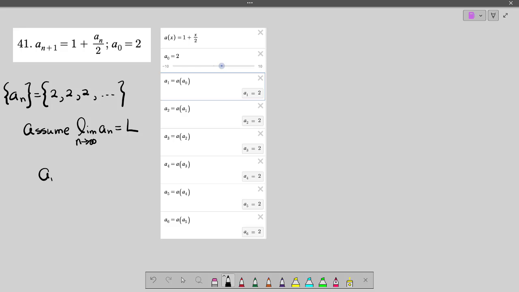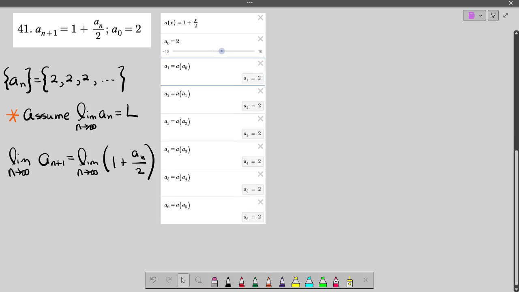So we're going to take our recurrence relation here, and we are going to take the limit of both sides. So we look at that recurrence relation, and we just take the limit of both sides. And we only do this, and this is key here, if we are darn sure that the limit exists by looking at empirical data. So we're assuming that the limit exists, and we're just trying to find L.